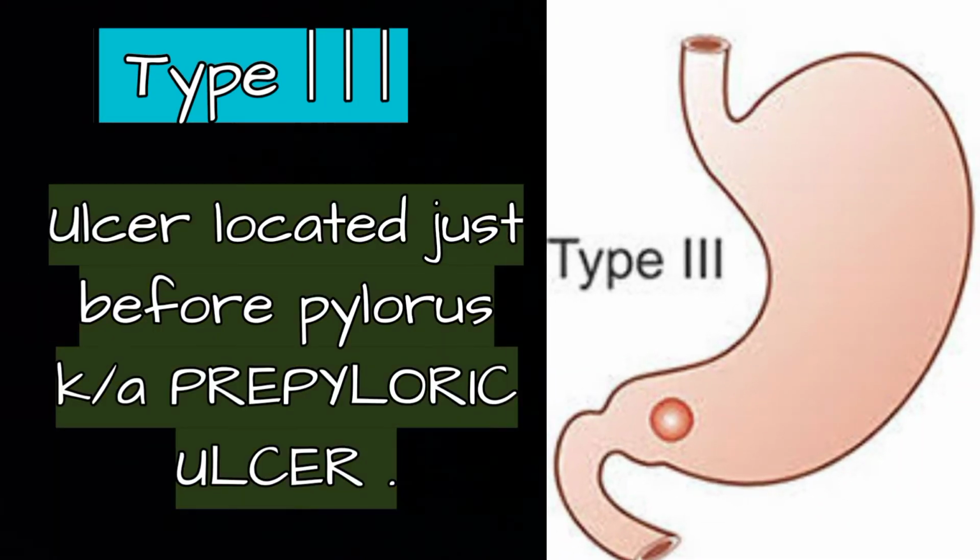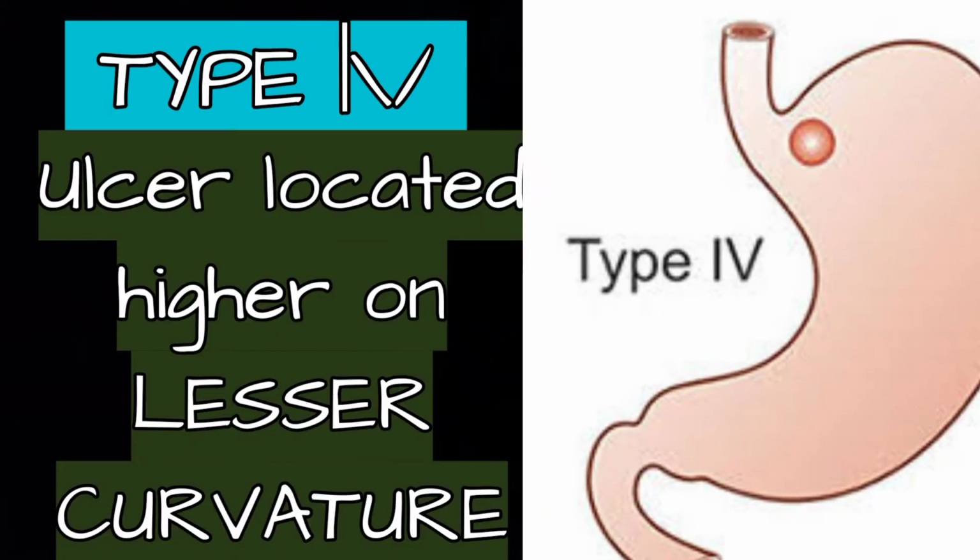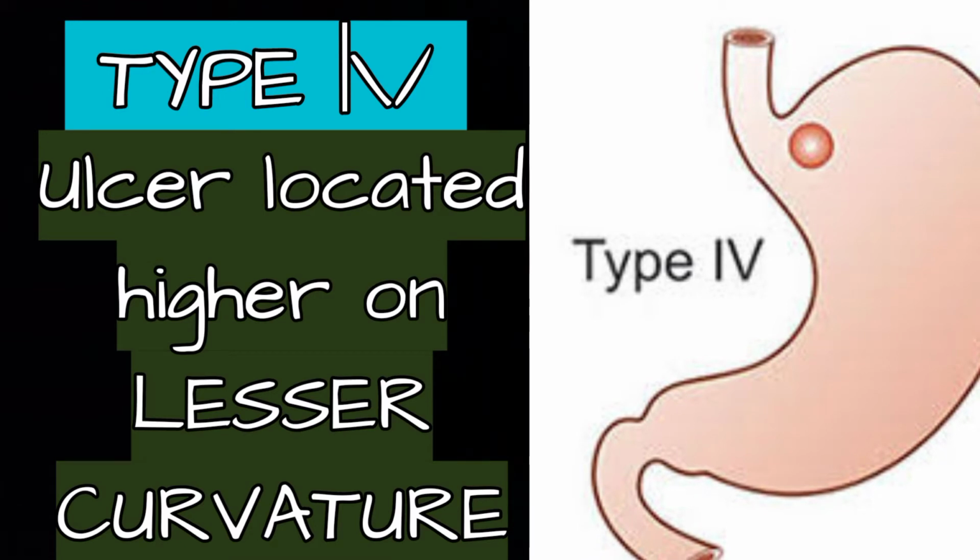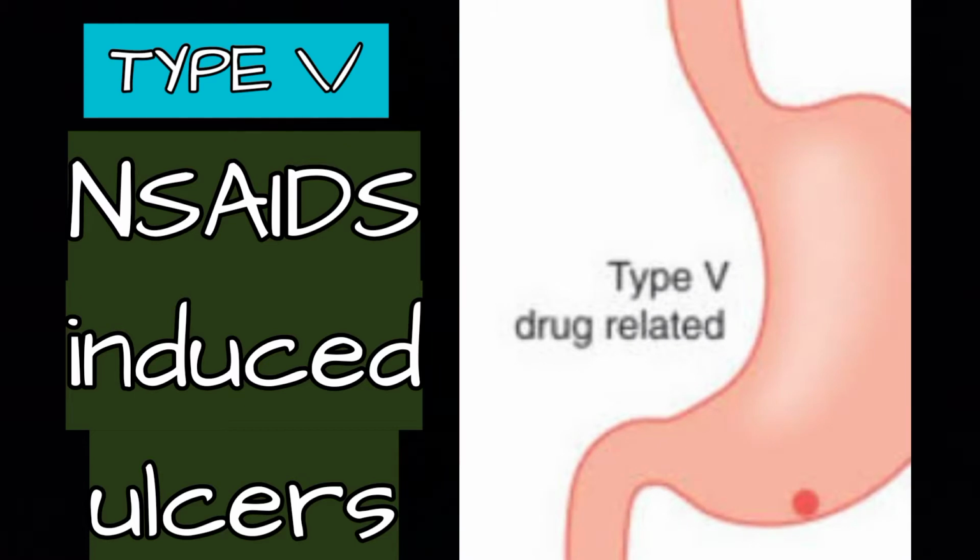Type 3, also known as prepyloric ulcer, that is, an ulcer located just before the pylorus. Type 4, ulcer located higher on the lesser curvature. Type 5, NSAID-induced ulcers.